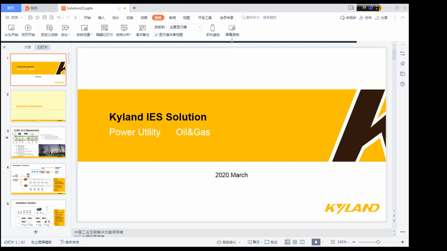We have licensed software. KView is just licensed software, but we have no plan for licensed protocols for the switch. All these functions are usable on the switch.